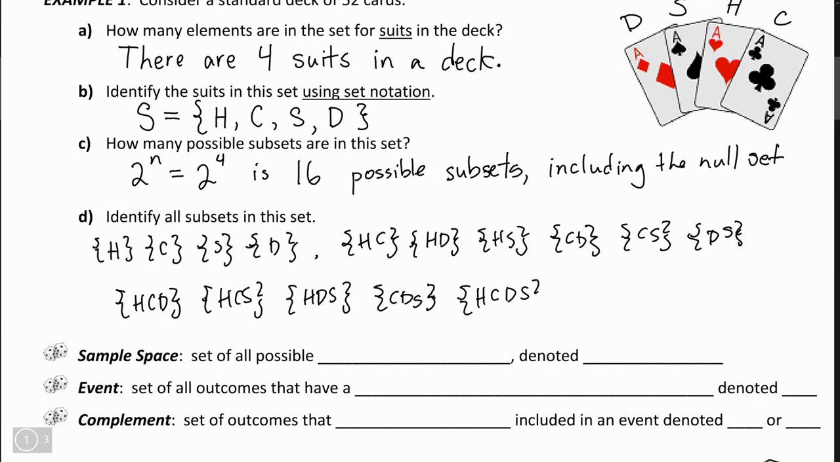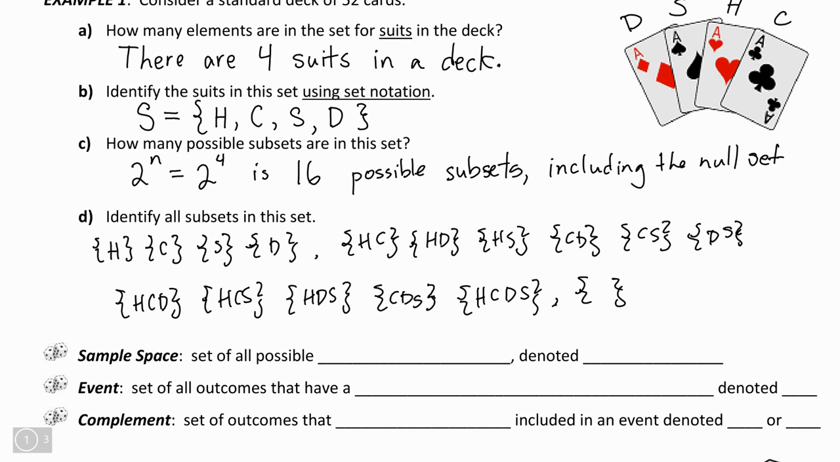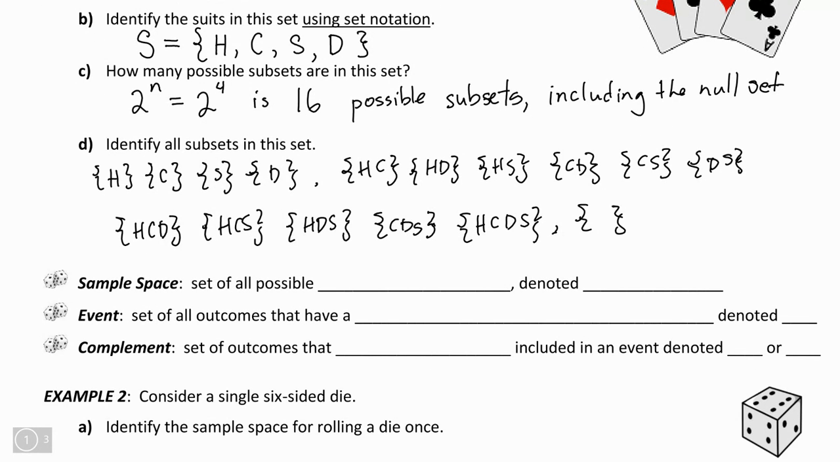HCDS. So the whole entire set can be a subset within itself. And then you have the empty set. Okay, so here you have 16 possible subsets. Now, you don't actually use all of them like this. It depends on the kind of problem you're solving.